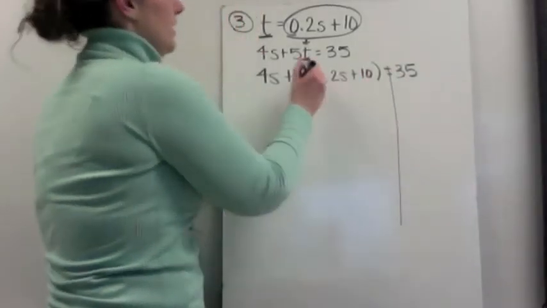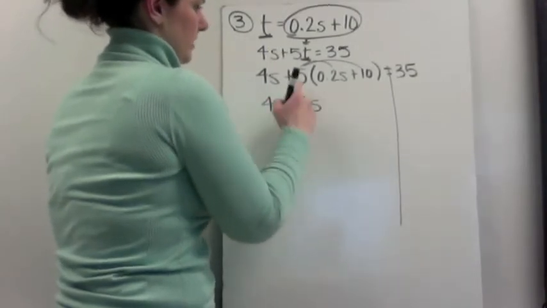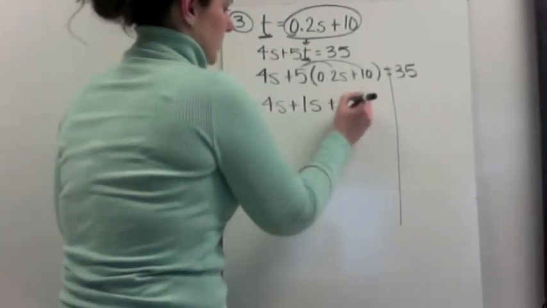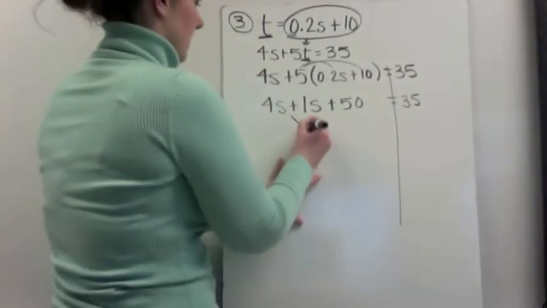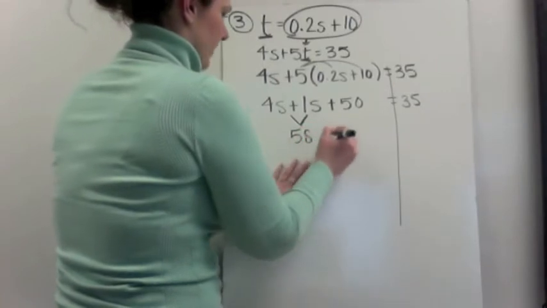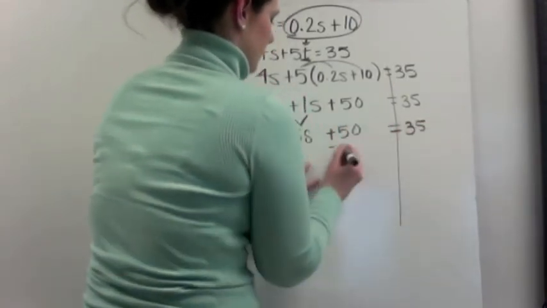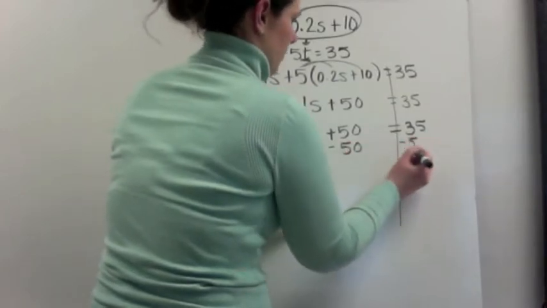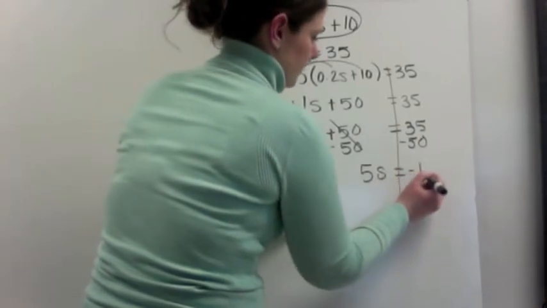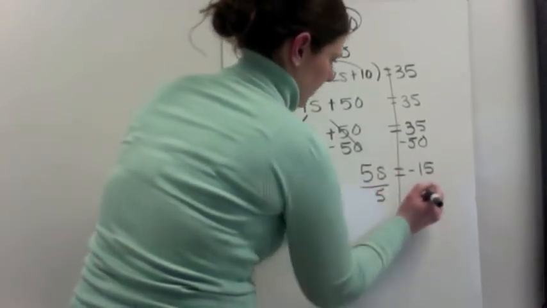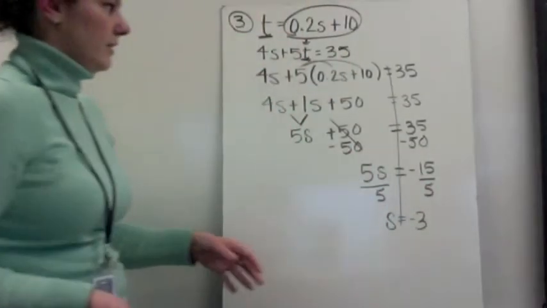So now, again, distribute, so 4s plus 1s, because 5 times 0.2 is 1, plus 50 equals 35. Again, just like last problem, combine our like terms. 5s plus 50 equals 35. Subtract 50 from both sides because I was originally adding it. So 5s equals negative 15. Divide by 5. You know that s equals negative 3.